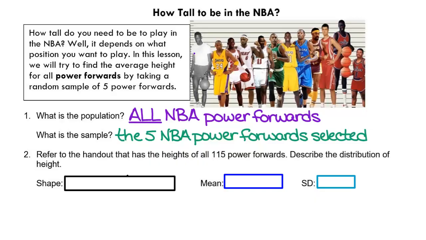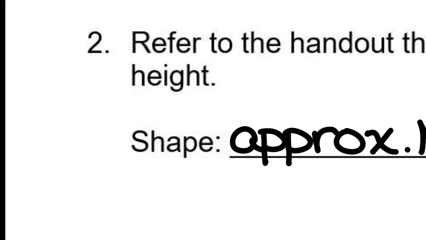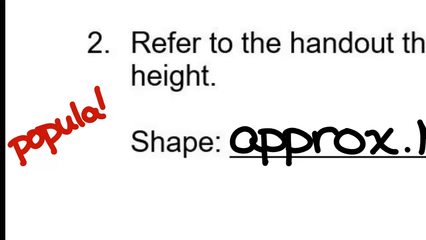So looking at page 16, what is the shape of the population distribution? Approximately normal. And again, this is about the population distribution.